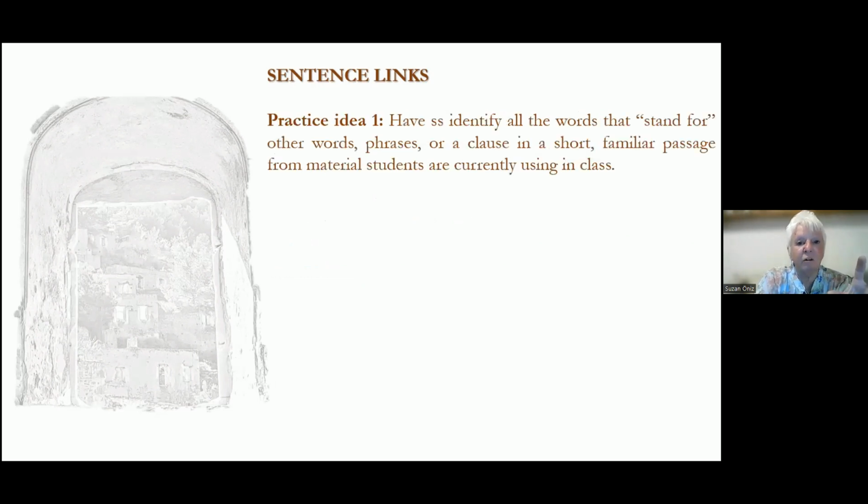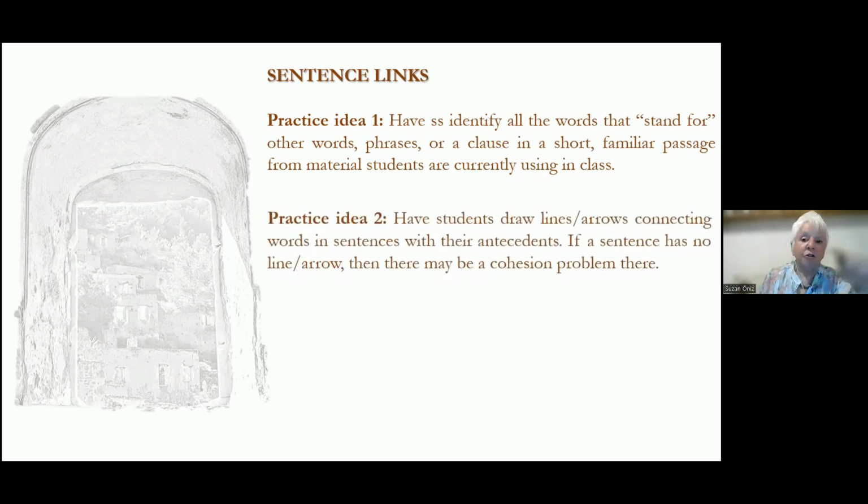So how to practice for the sentence linking idea? Have students identify all the words that stand for other words, other phrases, or a clause in a short familiar passage from material students are currently using in class. So after finishing maybe a reading passage, go back and pick a paragraph which is suitable for this and get them to tell you what these pronouns, what these synonyms stand for, what they refer to. That's all. Or have students draw lines or arrows to the words in sentences with their antecedents.